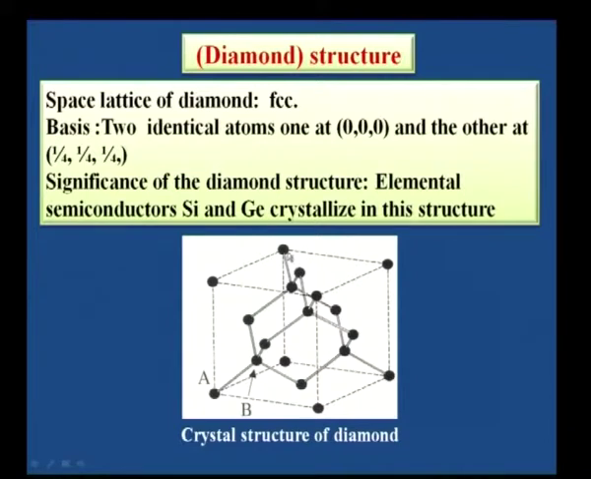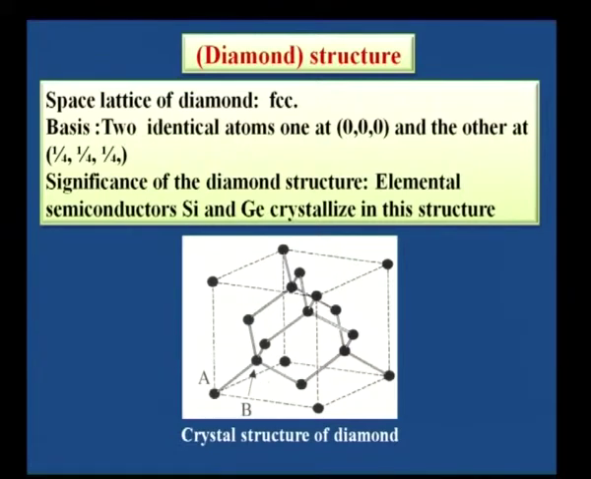Why is the diamond structure important? Because the elemental semiconductors silicon and germanium both crystallize in the so-called diamond structure. Now, diamond as well as graphite have only carbon atoms. You find carbon atoms here, all the dark circles refer to carbon atoms.